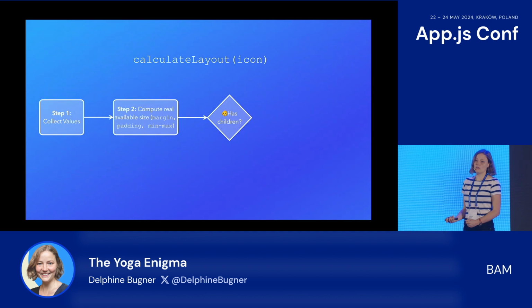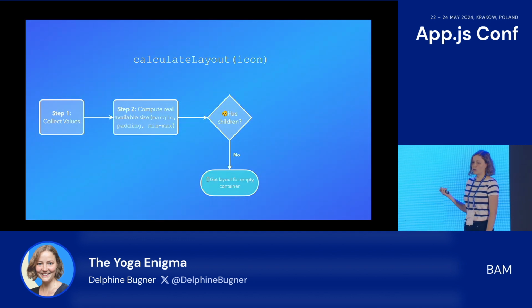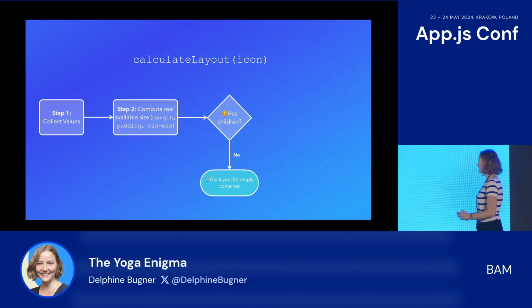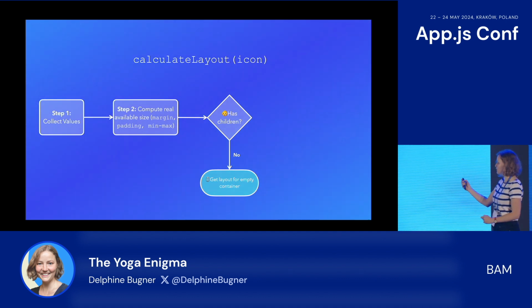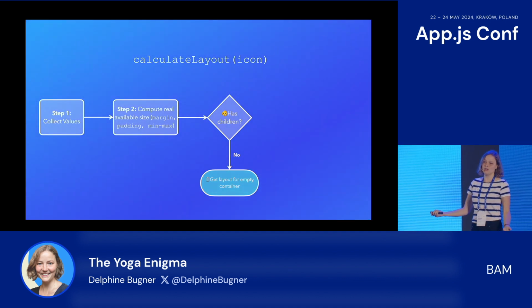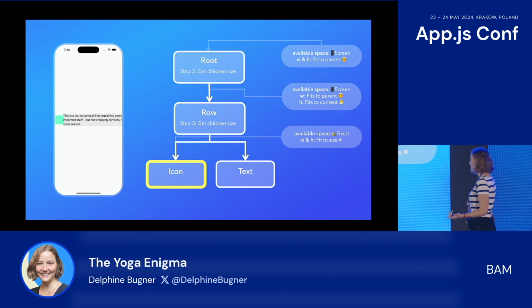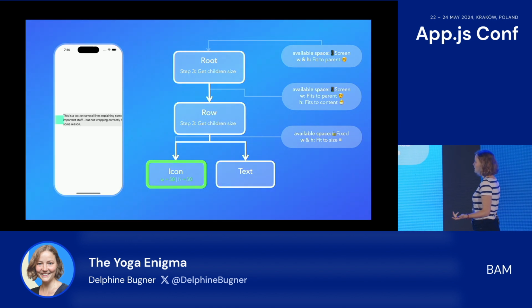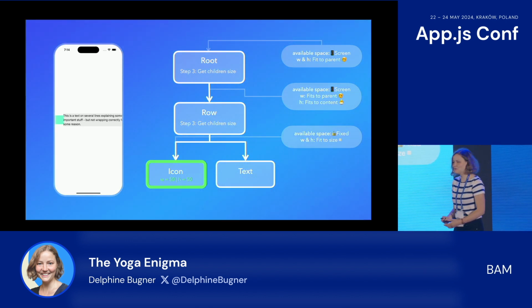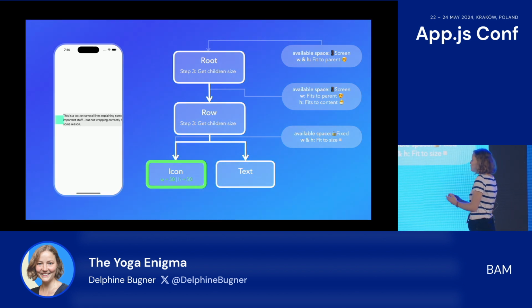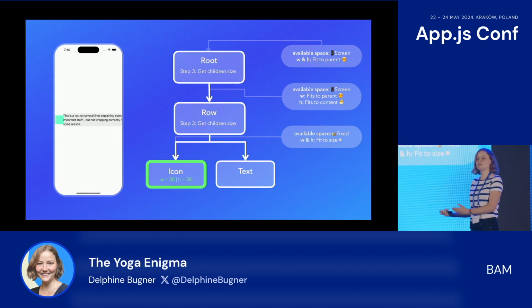So for the icon, calculate layout is pretty straightforward because we have no children. It's like an early return of the function. We get out of the cycle, finally, and call this get layout for empty container function. And guess what it returns? Yeah, 50-50 for the icon. We could have guessed that from the beginning, but it's the first node we actually finished measuring, so we can be pretty happy with ourselves.